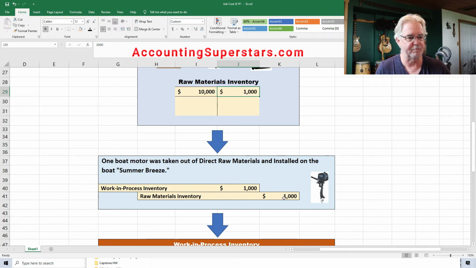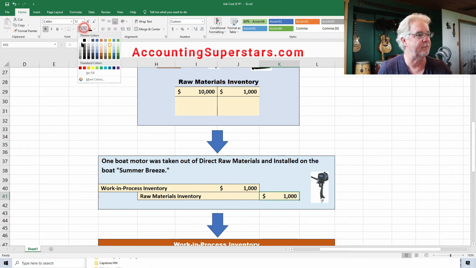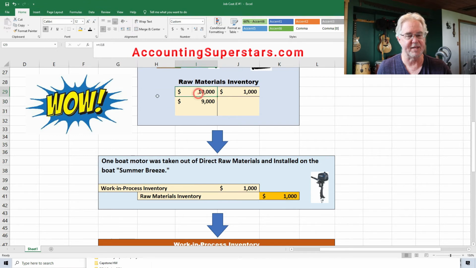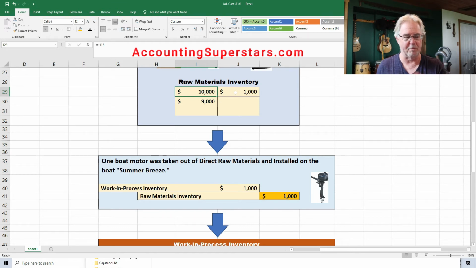All I'm doing is posting this number right here up into raw materials inventory. That's all I'm doing. And at this point in time, the raw materials inventory account will have a balance of $9,000 because $10,000 of boat motors were put in, $1,000 for one boat motor was taken out. So that leaves a balance of $9,000.